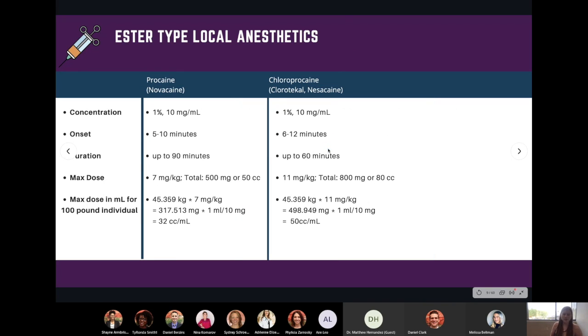For ester local anesthetics, procaine is the most commonly used, but I also wanted to give a comparison, so I also put another local anesthetic that we're going to be talking about in this lecture, chloroprocaine, but it's not commonly used in regenerative medicine.